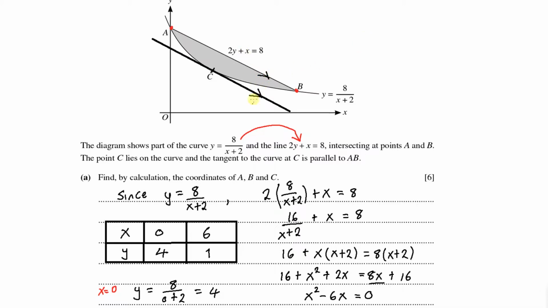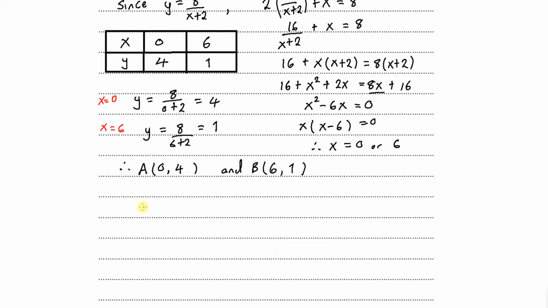Now we know that parallel lines have equal gradients. And if you look at the line 2y plus x is equal to 8, which can also be expressed with y as the subject as y is equal to minus a half of x plus 4, you can see that the gradient is the coefficient of x, which is minus a half. So the gradient of the line AB is minus a half, and that should be also the gradient of the tangent at C, since they are parallel. So I'll use that fact to say we have the gradient as minus 1 over 2 for that tangent.